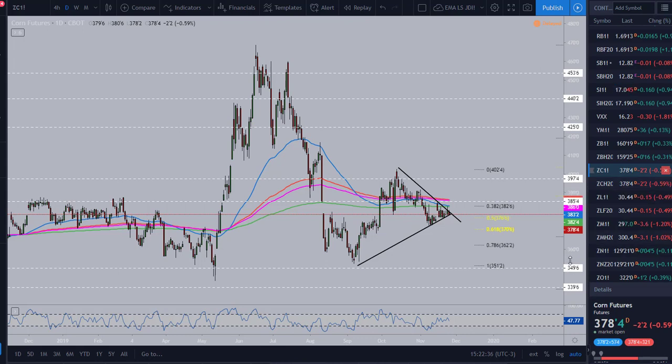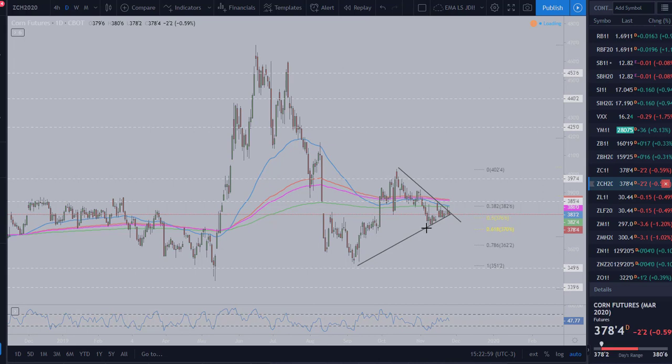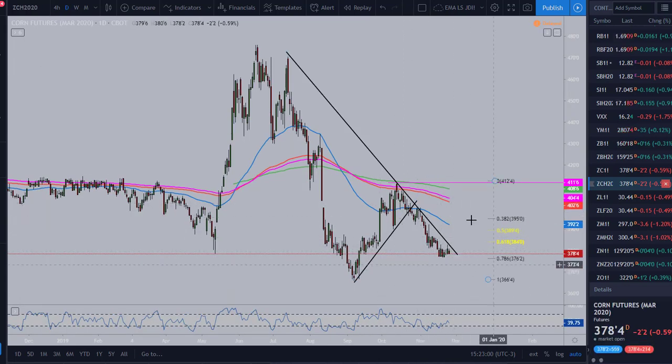Today we want to take a look at corn, ticker ZC, and we want to look at the front month now, which is March, ZCH20 for the March 20 contract. This is a daily chart of December corn, closely watching the March contract here for a potential bottom.